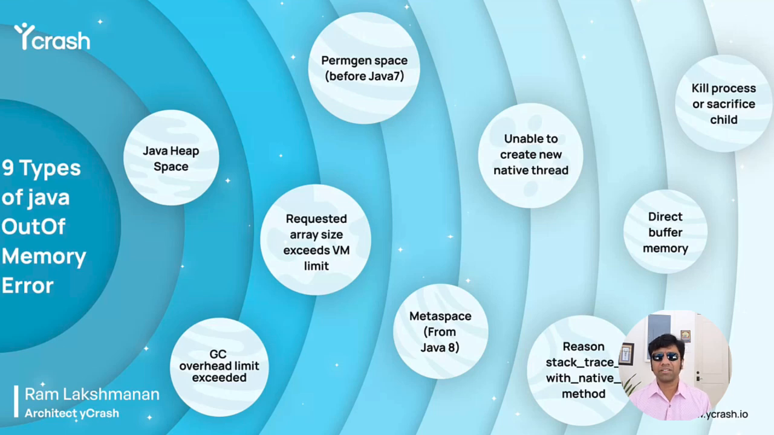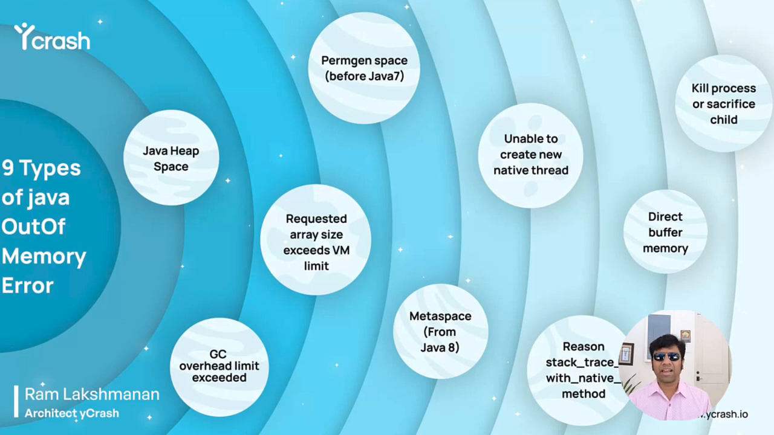Hello friends, in this video we are going to be talking about java.lang.OutOfMemoryError: unable to create new native thread. Friends, in the previous videos we discussed 9 different types of out of memory error. Here, the 6th type of out of memory error is unable to create new native thread.